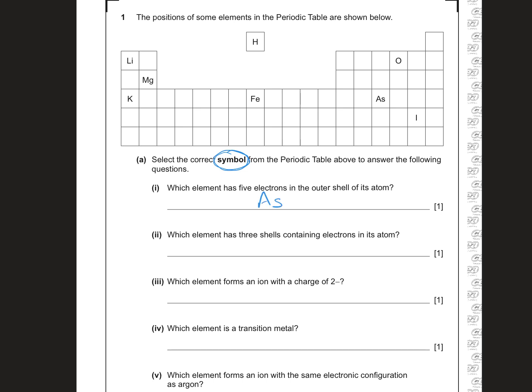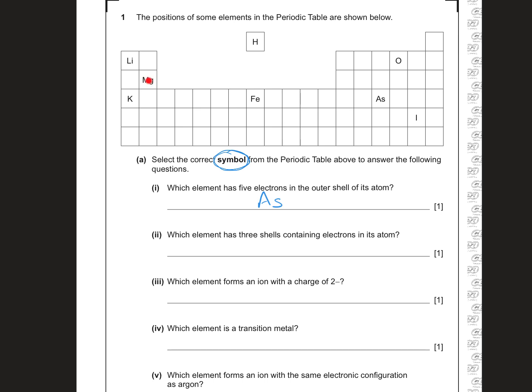Part 2, which element has 3 shells containing electrons? Well, the periods equal the number of shells. The horizontal rows are known as the periods, so that's period 1. People often forget about that. So hydrogen, and this would be helium. So that's period 1, period 2, period 3. So these period numbers equal the number of electron shells.